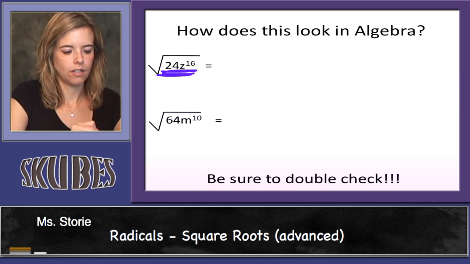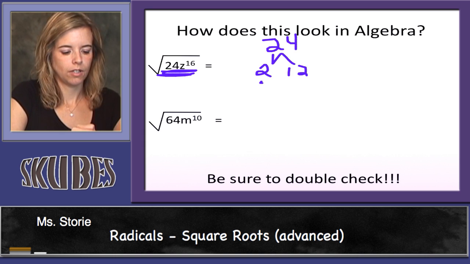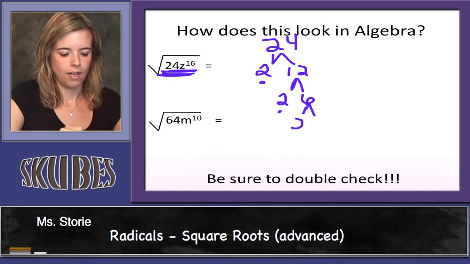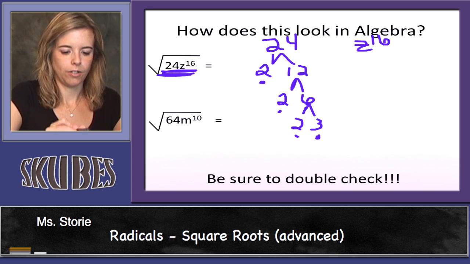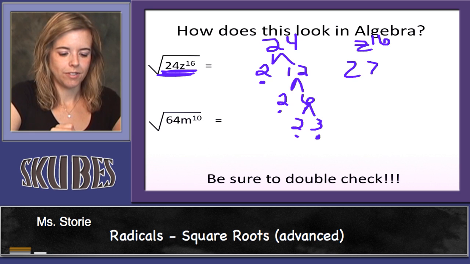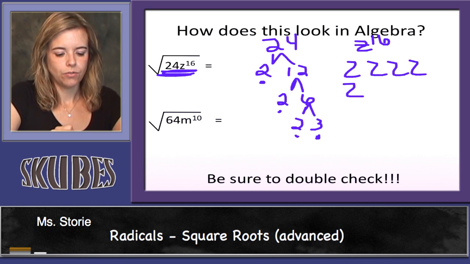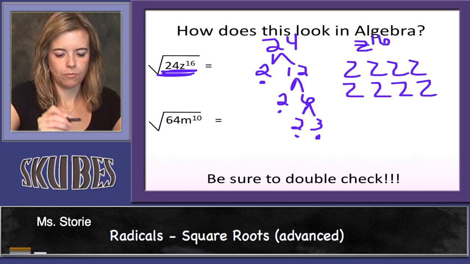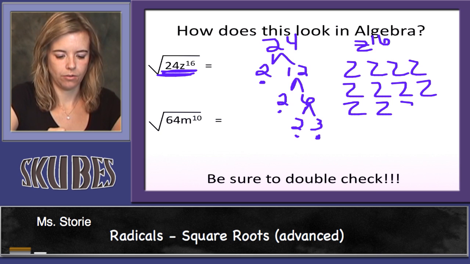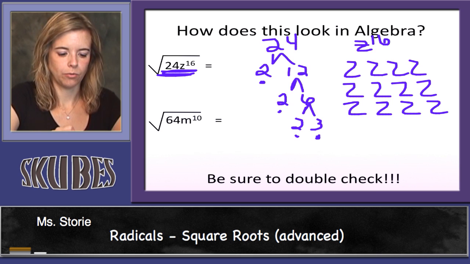Now, we've got 24. Let's do 2 times 12. There's a prime. 2 times 6, got another prime, and 2 times 3. And then we've got z to the 16th. Oh goody, let's write it 16 times. 1, 2, 3, 4. If you don't do that, you're going to end up dropping one, you're going to forget one, and it's going to throw your answer off completely.